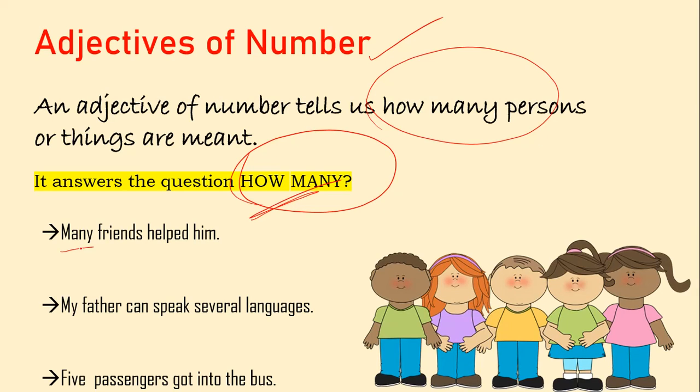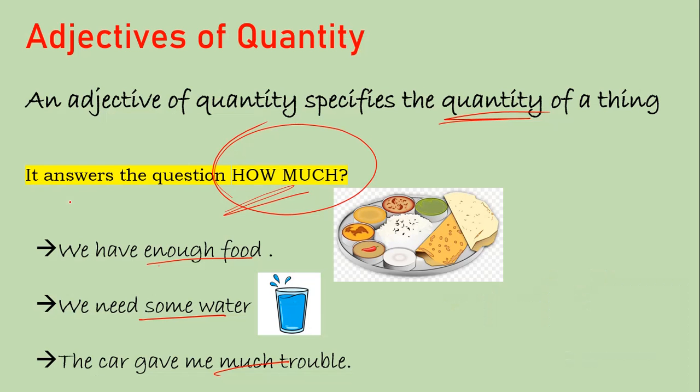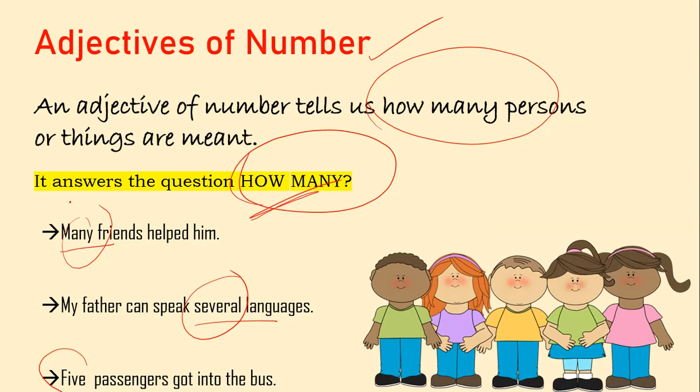So many friends helped him. My father can speak several languages. Five passengers got into the bus. How many passengers got into the bus? How many languages can my father speak? How many friends helped him? So you can see the difference. Adjectives of quantity tell you how much, and this is telling you how many.